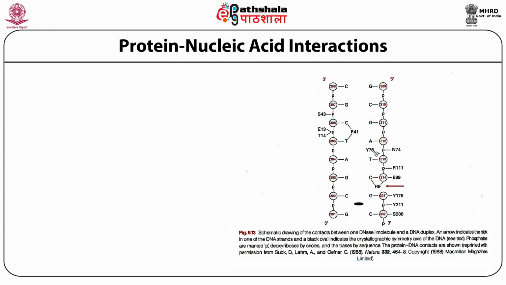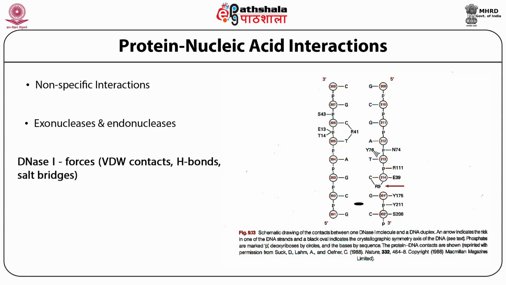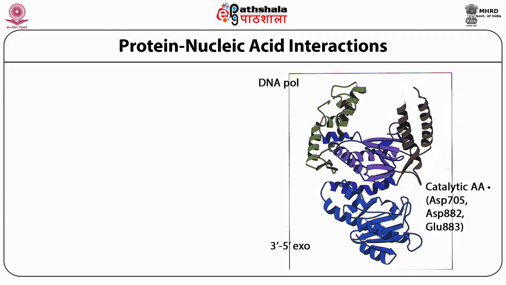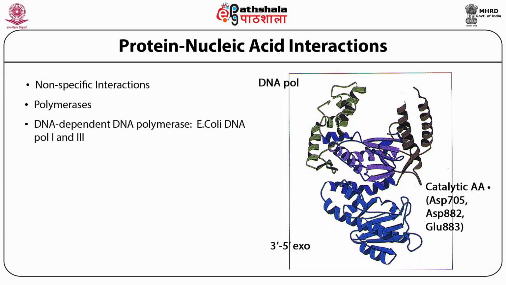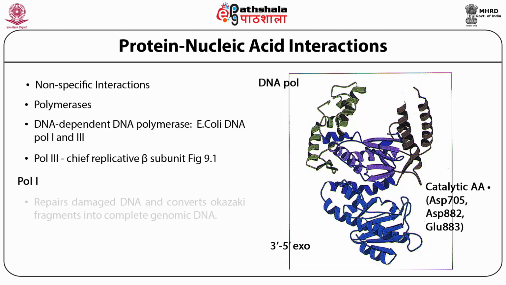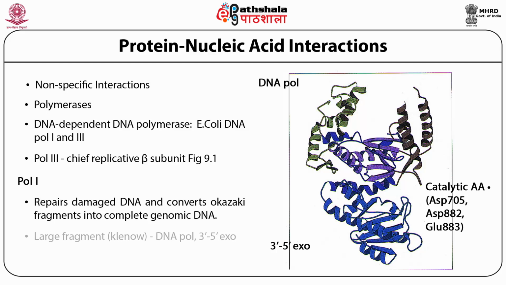Protein nucleic acid interactions of non-specific interactions: DNase forces involve contact of hydrogen bonds and salt bridges, with little sequence specificity. This deals with non-specific interactions, the DNA dependent DNA polymerases, for example E. coli DNA Pol 1 and 3. Pol 3 is the chief replicative enzyme, with a beta subunit. Pol 1 repairs damaged DNA and converts Okazaki fragments into complete genomic DNA, with a large fragment and a small subunit.